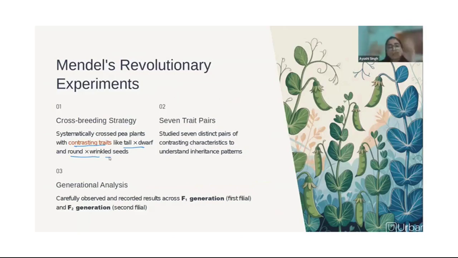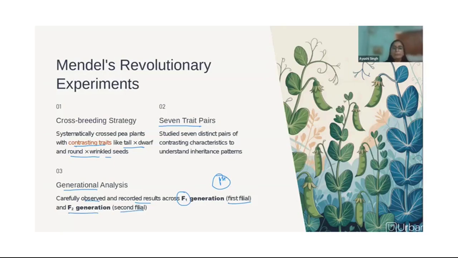If the seeds grow into another generation, how many plants are dwarf? What if we crossbreed them, what happens? How many tall and dwarf plants are we getting? In total he studied seven such traits or pairs, and then he came to a few conclusions. He carefully observed and recorded results from the F1 generation, the first filial generation, and the F2 generation, the second filial generation.